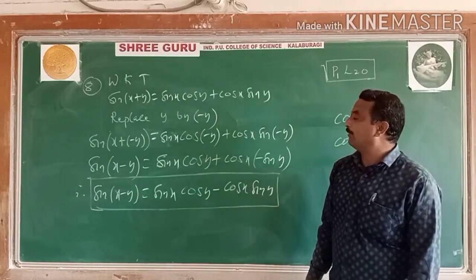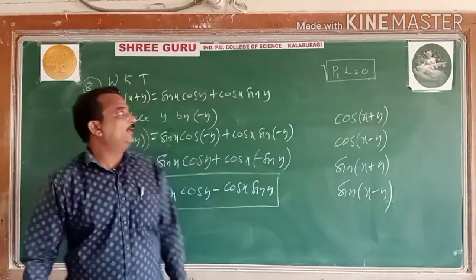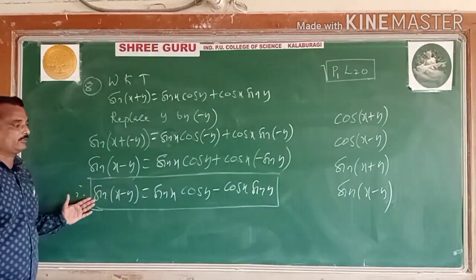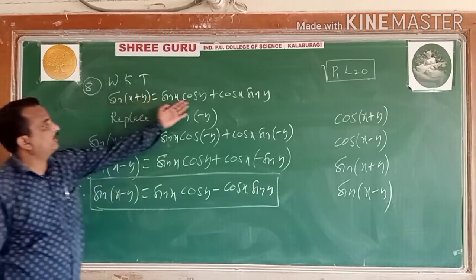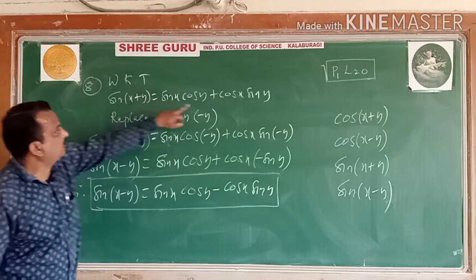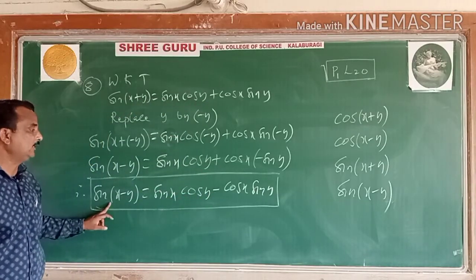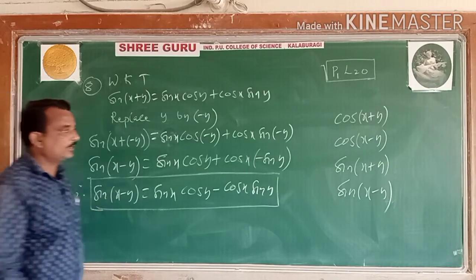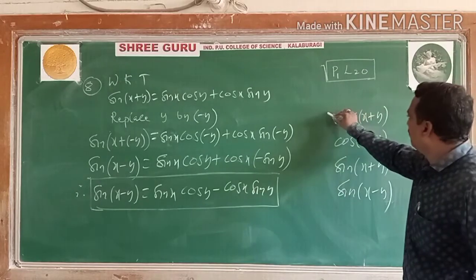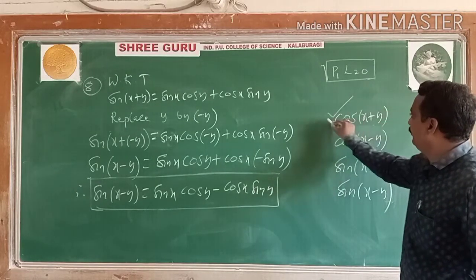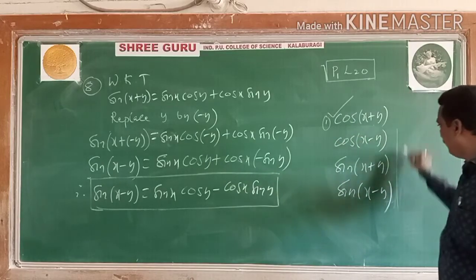These are the sum and difference formulas of cos and sin we have studied in this class. Sin x plus y and sin of x minus y, this is the difference: plus and minus. When it is plus, plus, and when it is minus, minus. So what is sin of x minus y? Sin x into cos y minus cos x into sin y. So remember, students, we have proved the first one, and using this first one we have calculated the remaining 3.